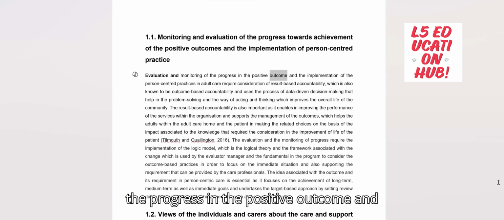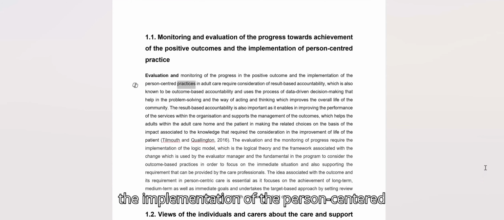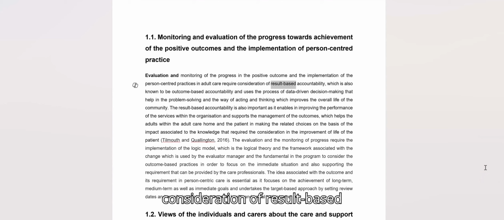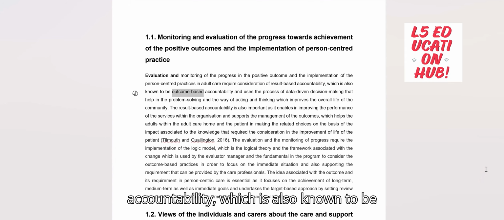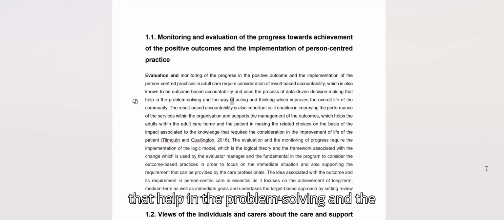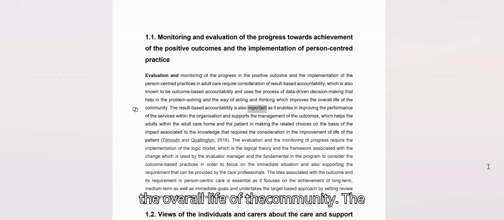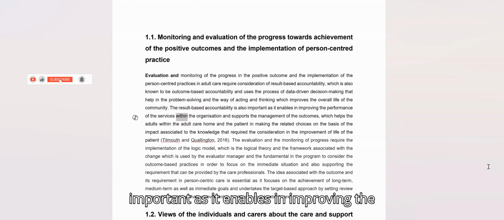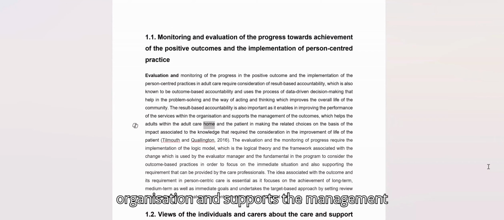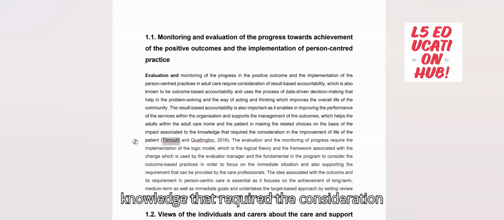Evaluation and monitoring of the progress in the positive outcome and the implementation of the person-centered practices in adult care require consideration of result-based accountability, which is also known as outcome-based accountability and uses the process of data-driven decision-making that helps in problem-solving and the way of acting and thinking which improves the overall life of the community. The result-based accountability is also important as it enables improving the performance of the services within the organization and supports the management of the outcomes, which helps the adults within the adult care home and the patient in making the related choices on the basis of the impact associated to the knowledge that required the consideration in the improvement of life of the patient.